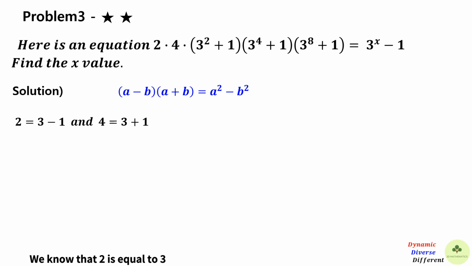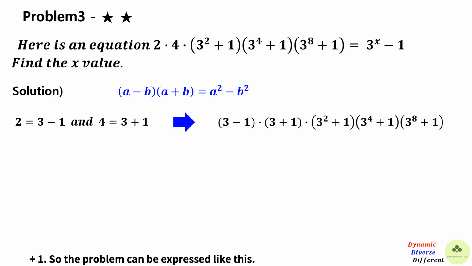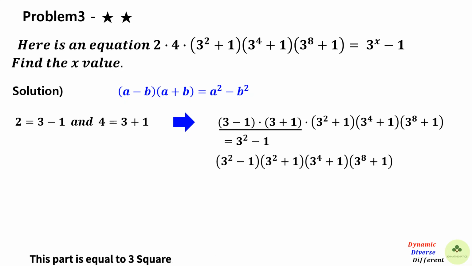We know that 2 is equal to 3 minus 1 and 4 is equal to 3 plus 1. So the problem can be expressed like this. Now we can use the definition that we know. This part is equal to 3 squared minus 1. So our expression becomes like this.